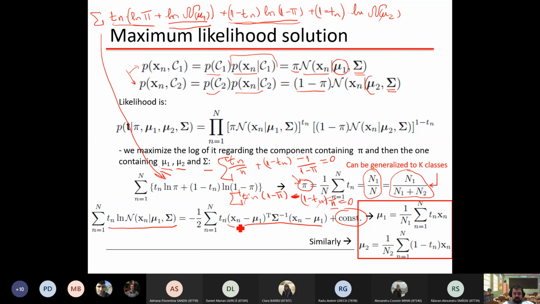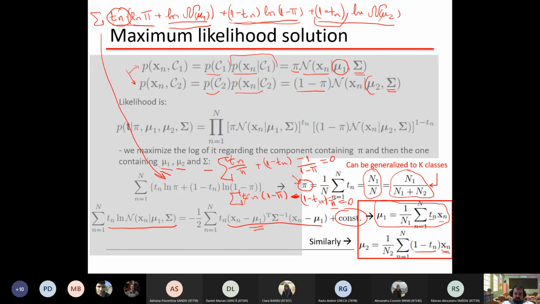So we will have this term. When we derive with respect to mu1, we'll obtain that mu1 is 1 over n summation of Tn xn. The same will happen for mu2. Again, we will have only this term, and as we had Tn for the first term, now for mu2 we'll have 1 minus Tn, so this is where this term comes from: 1 over n2 summation of the points from that class, xn.